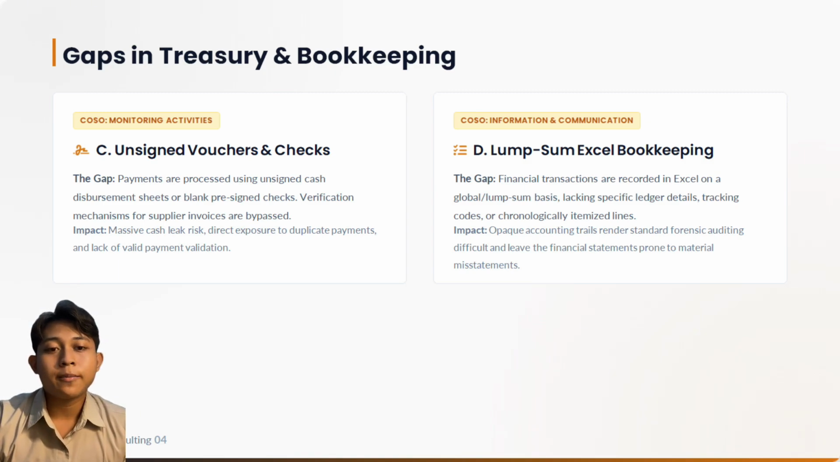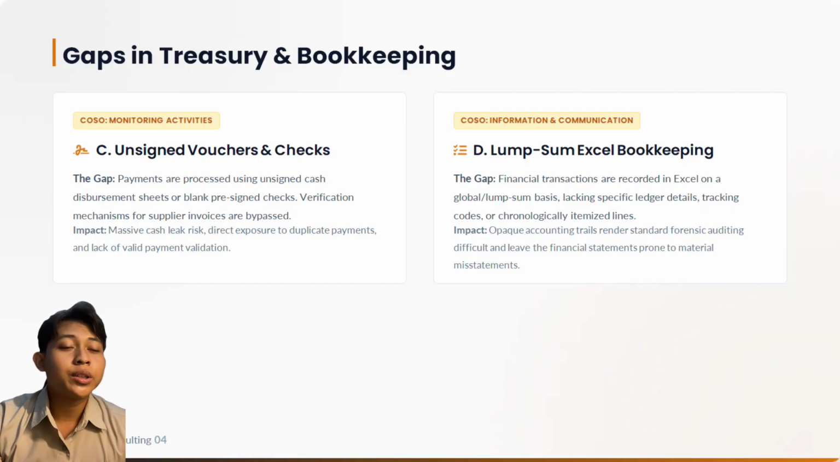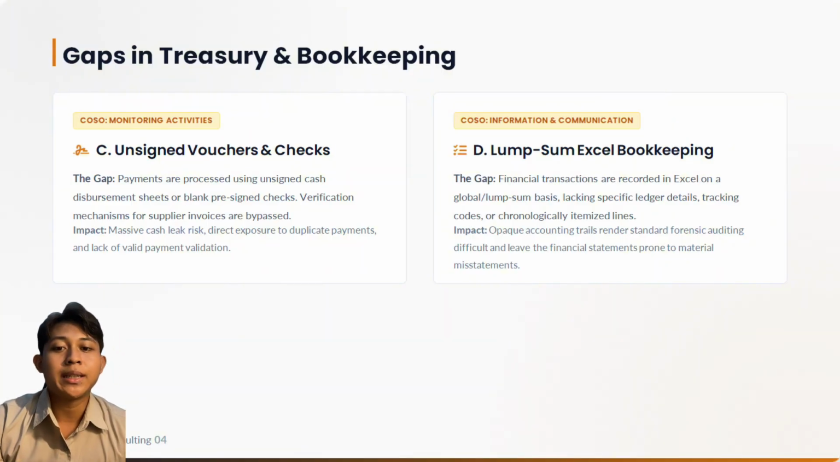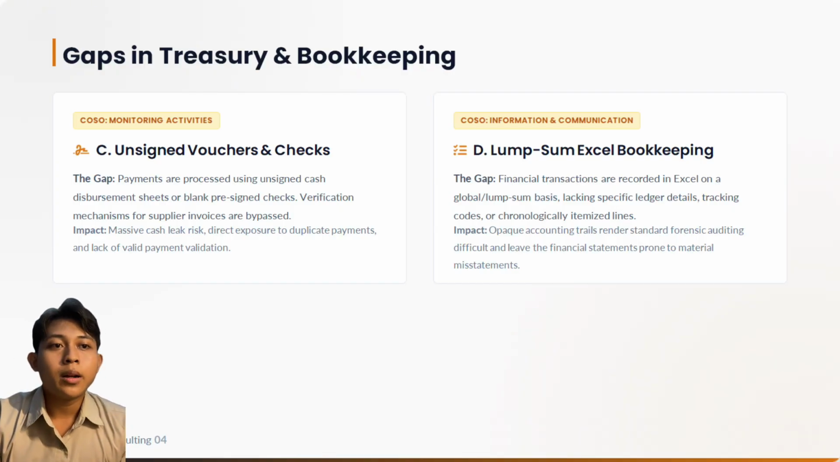Unsigned voucher and check. Unsigned cash disbursement documents and duplicate payment. First, in the final stage of the cycle, which is cash disbursement, we found evidence that purchase payments were often processed without an authorized signature. More alarmingly, the company made duplicate payments to the same vendor for the same invoice.